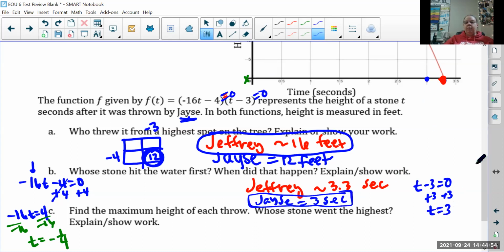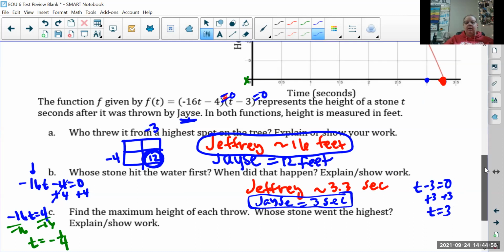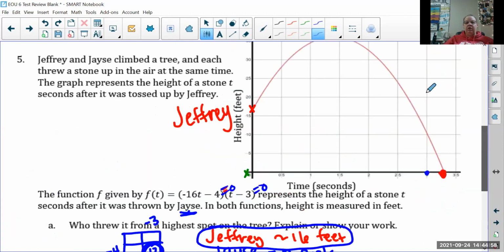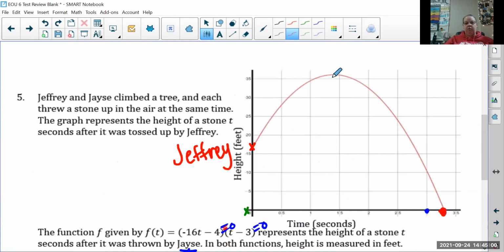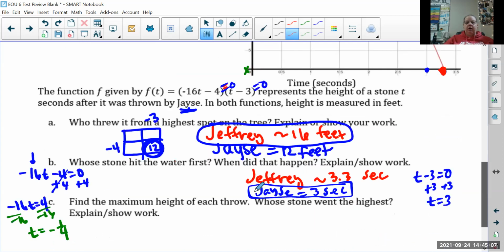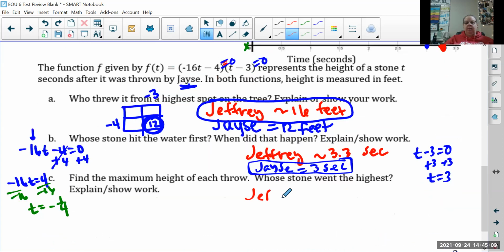All right, then for part C, it asks for the maximum height of each throw. For Jeffrey's, we're looking at the vertex. The vertex is happening probably about here, which is maybe 36 feet, because that's the highest point. So Jeffrey's is about 36. I'm going to say approximately 36 feet in the air.